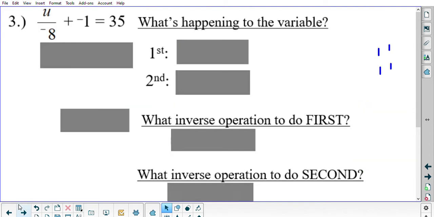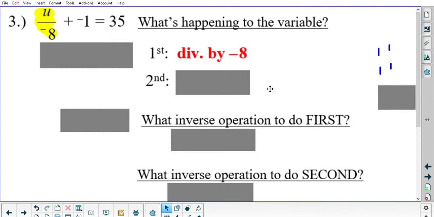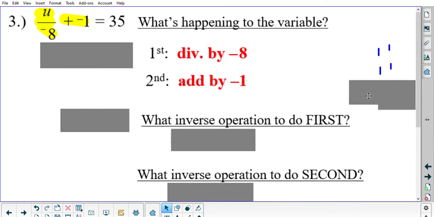Okay, I want to do one more problem with you. One more. And that might as well be number 3. So, pencils in your hand, let's do number 3. Here we go. What's happening to the variable? Well, since we can see that the variable is the u, and it is over -8, then that means it is being divided by negative 8. And that's the first thing happening to the variable. Then the second thing happening to the variable, a little bit to the right of it, is being added by negative 1. And so that's the second thing happening to the variable.